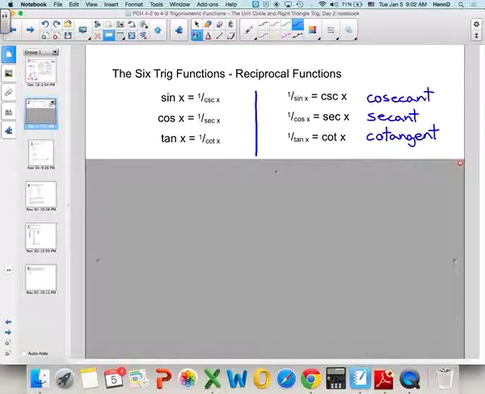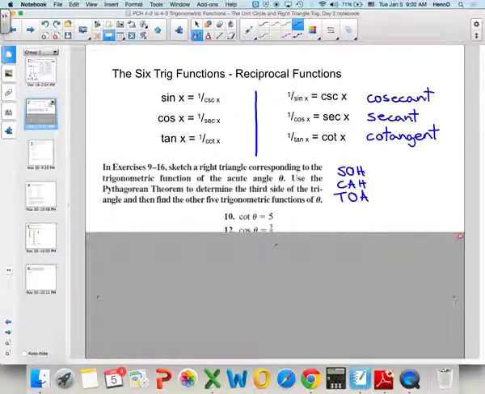So one of the things that we're going to do to practice, and after we look at this, I'm going to give you time to practice a few different things here, is if we're given any point, we can find the value of all 6 trig functions of the angle in standard position that passes through that point. Let's look at an example here.